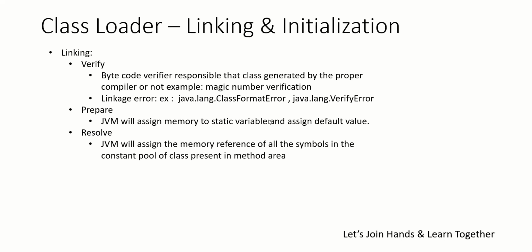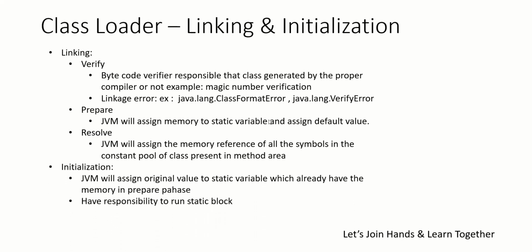Okay, after that, this is what the three phases present in the linking phase. Then the initialization phase: JVM will assign the original value to static variables, as I already told. A static variable is assigned the default value in the prepare phase of linking; in initialization it will be assigned the original value. Now the school name will be assigned "let's join hands and learn together." That is what the school name is assigned in the initialization phase.